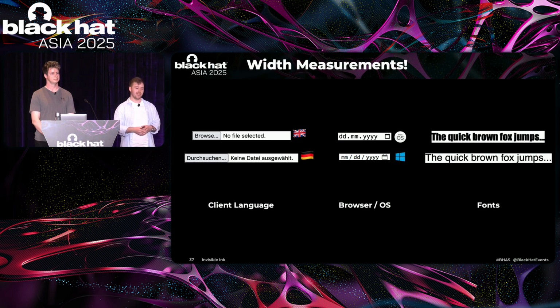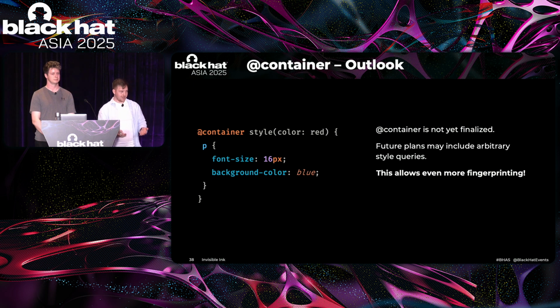So here at the top, we have the Impact font, and at the bottom, we have the Montserrat font, and the availability basically determines the width of that element. And container rules are also not done yet, because the idea is to not only make this relative to the size of an element, so the width and height, but to also include arbitrary style queries, so that you can, for example, check if an element has a different color or something. And depending on whether or not that is actually implemented, this might allow even more interesting fingerprinting, especially with respect to browser extensions in the future.